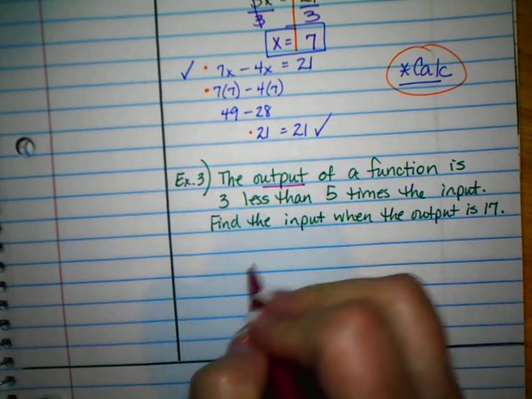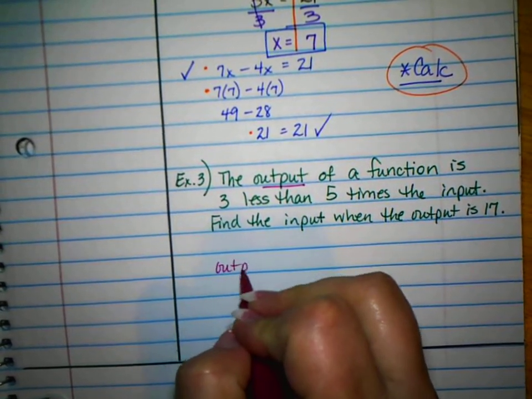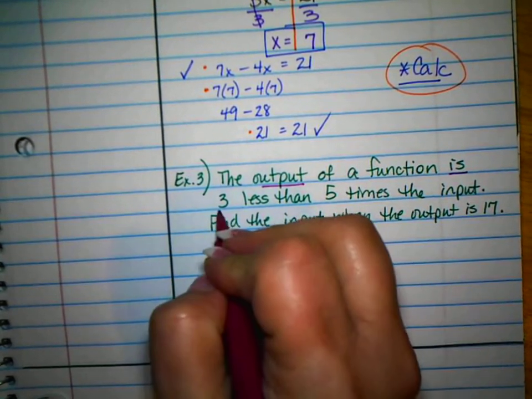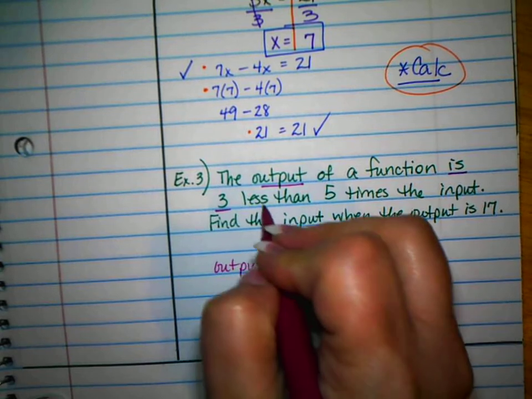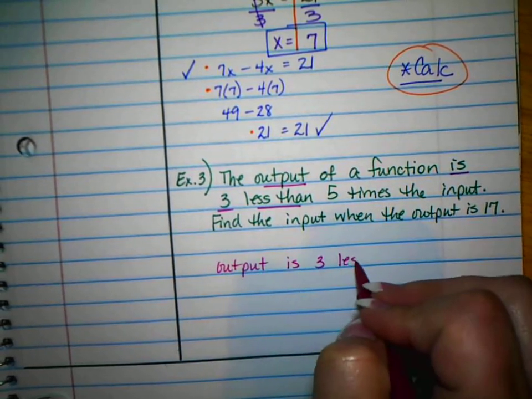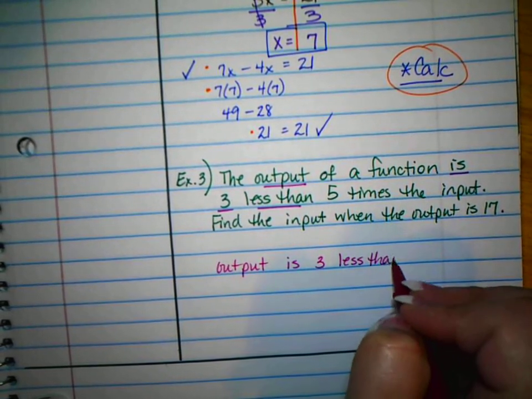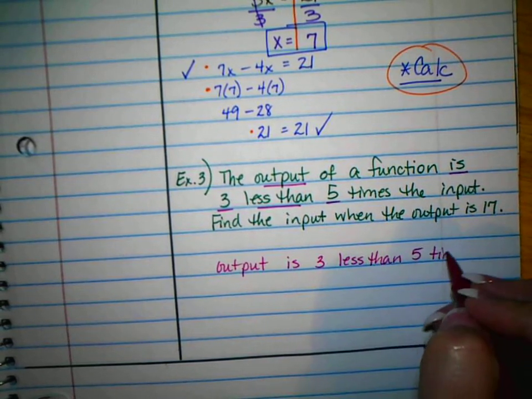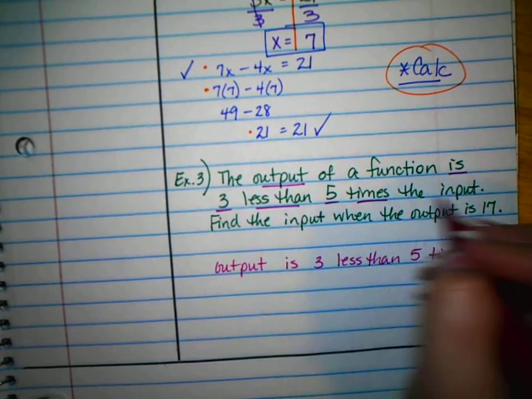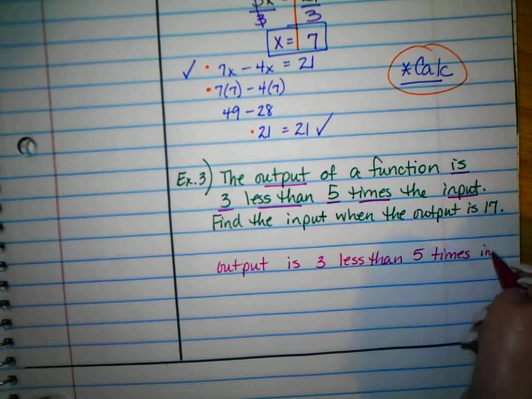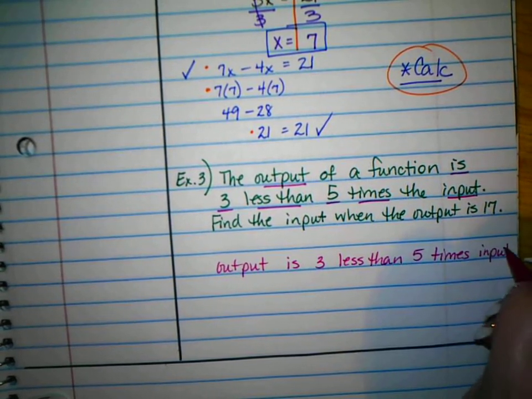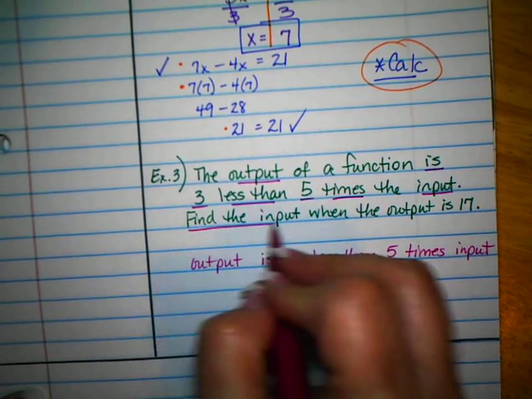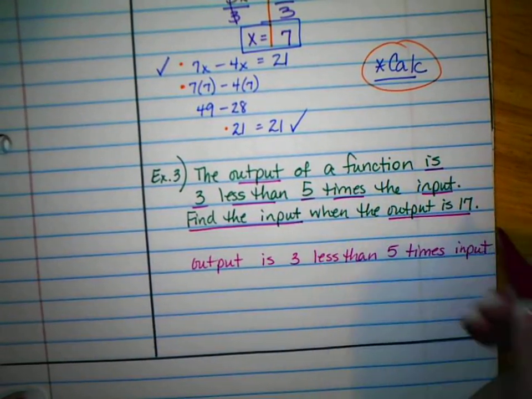We have output is 3 less than 5 times the input. Of course, then we also have to remember we're going to have to find the input when the output is 17.